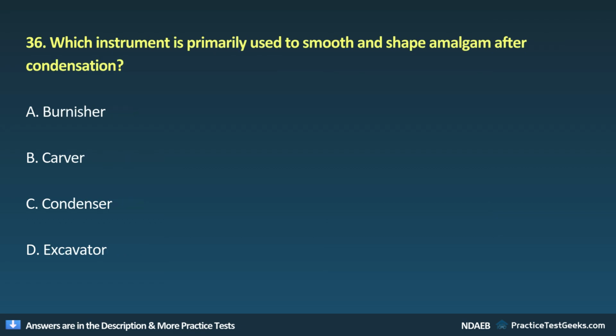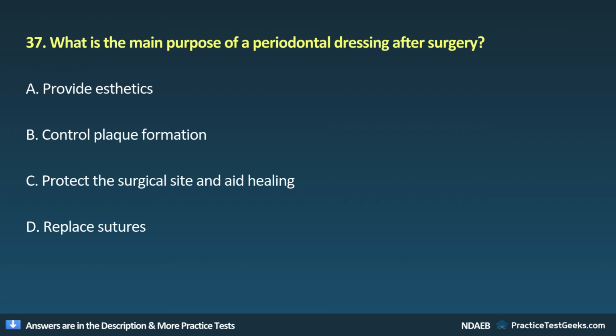36. Which instrument is primarily used to smooth and shape amalgam after condensation? A. Burnisher. B. Carver. C. Condenser. D. Excavator. 37. What is the main purpose of a periodontal dressing after surgery?